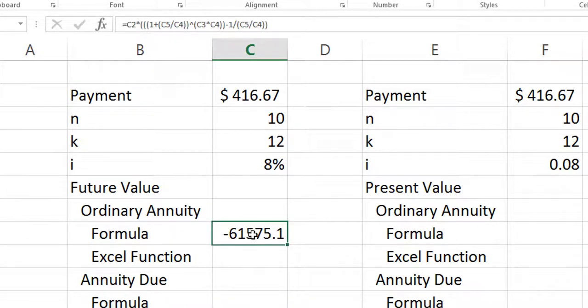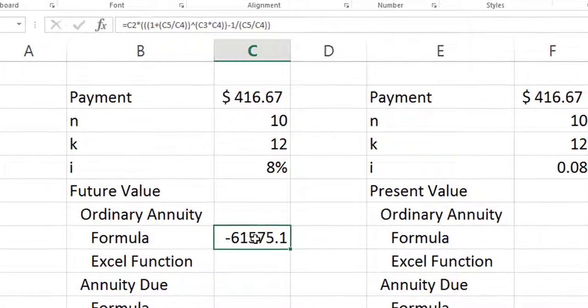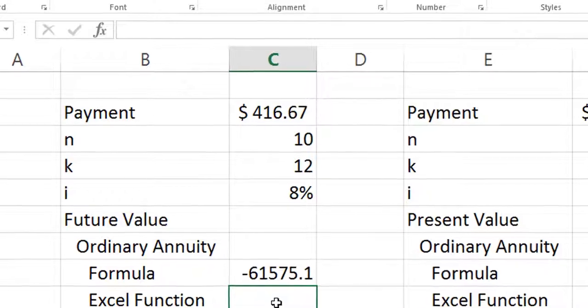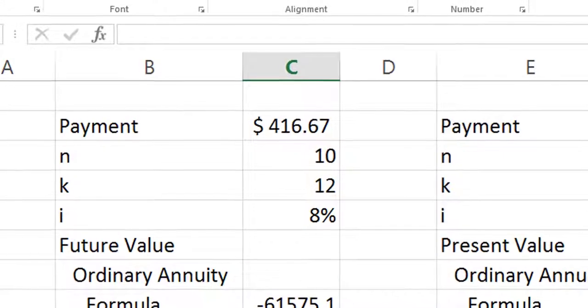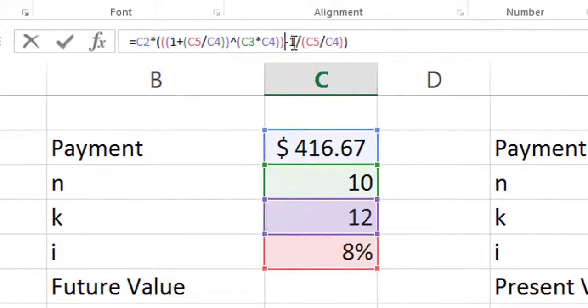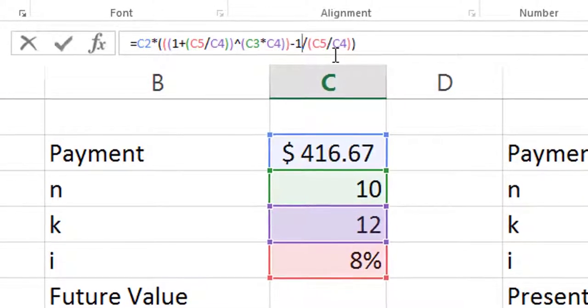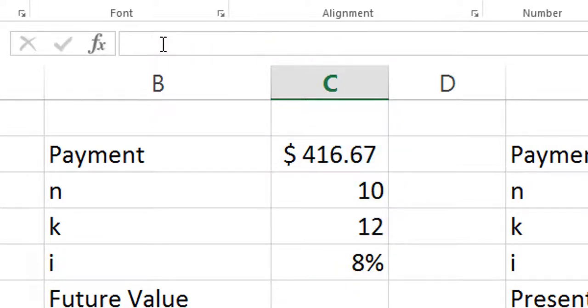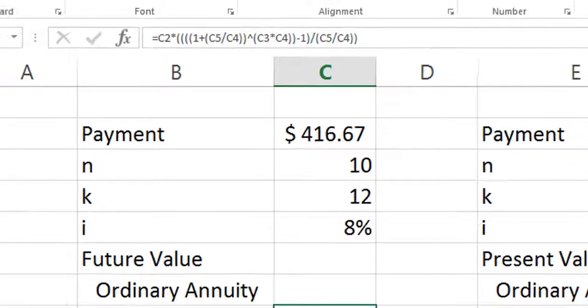And this is where it's kind of handy to know the Excel function as well as the formula from the textbook. Because the Excel function is dramatically easier. You don't have to worry about all these parentheses. You don't have to worry about controlling for everything. I think if I add a parenthesis here and another parenthesis here, it'll work. Let's press enter and see what we get. Well, that's a lot more reasonable number.